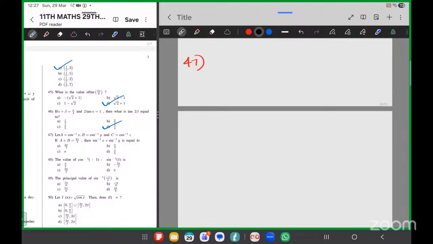Two finite sets have m and n elements. What is the problem here? 2 raised to m equals 2 raised to n plus 48. Put this in and solve it.